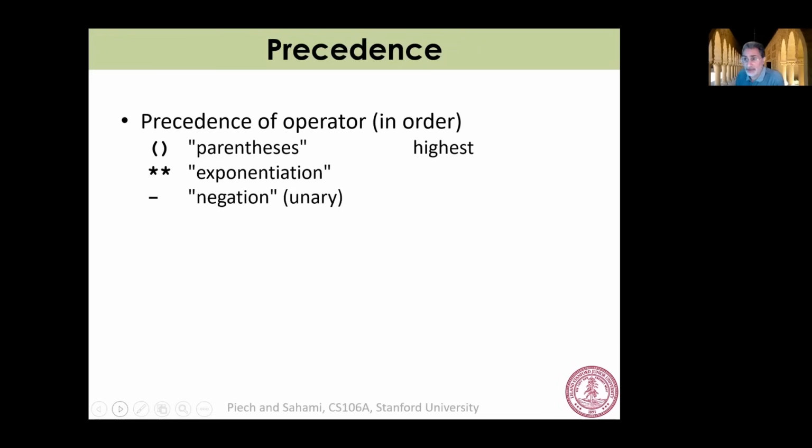Then comes the unary minus, or the negation sign. So when you negate something, that has the next order of precedence. Then all the things that involve multiplication or division or remainder in some way, those all have the same level of precedence. If you have multiple of those symbols in some big mathematical expression, they're evaluated from left to right, but they all have the same level of precedence.